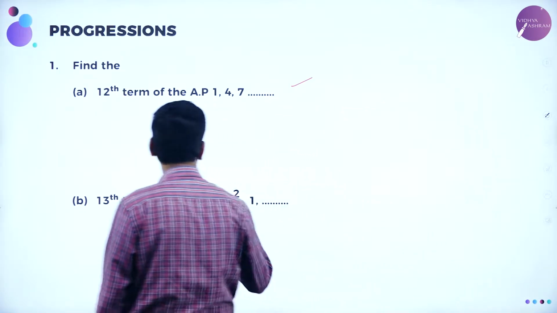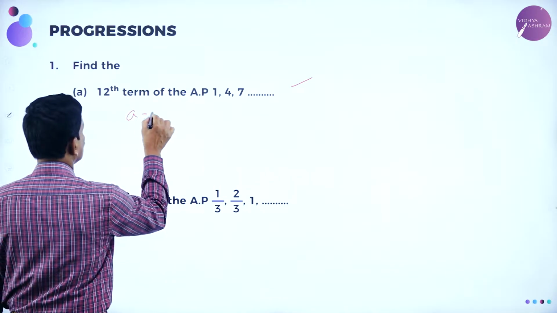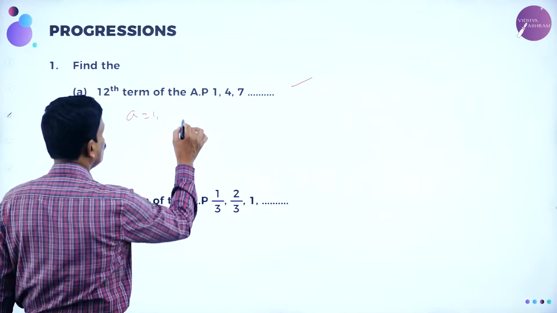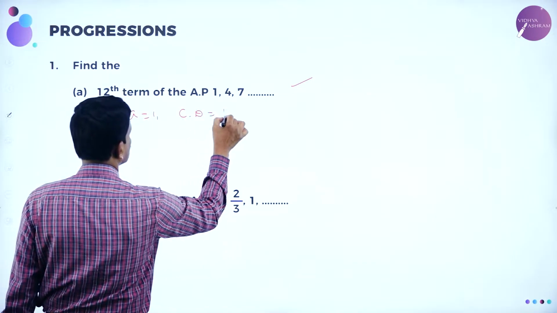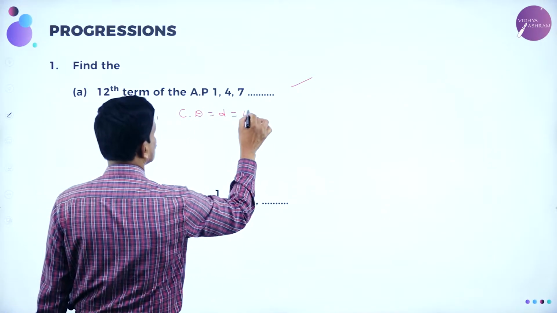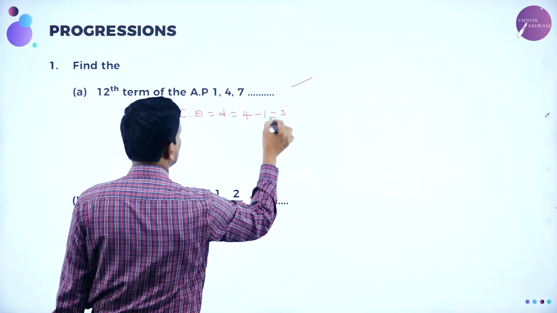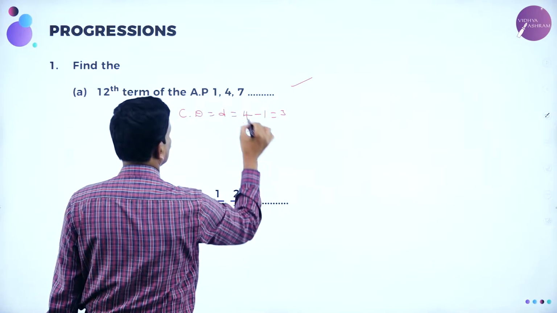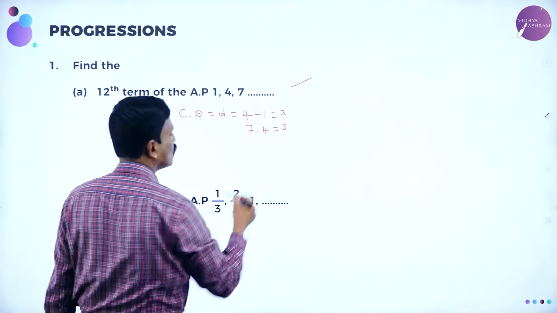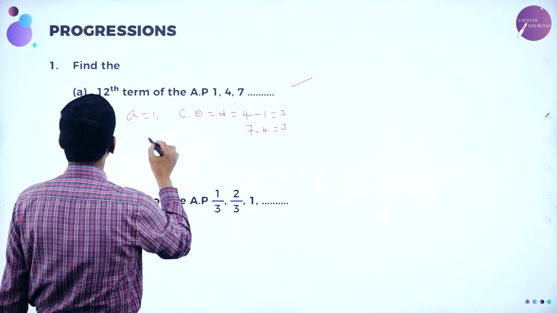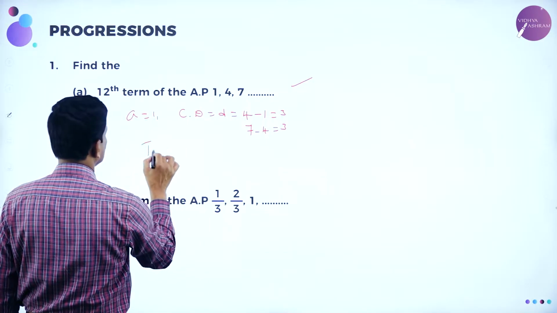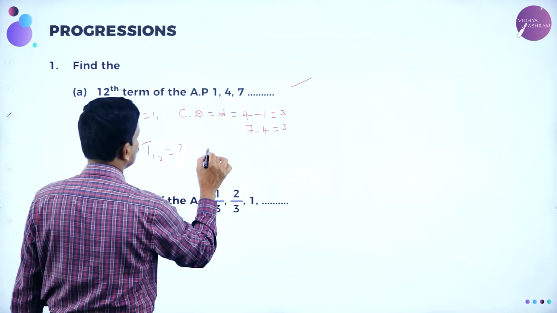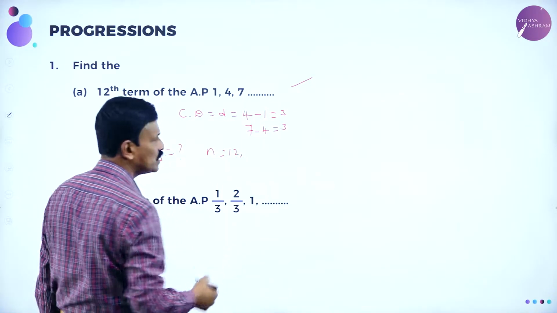Now here A is equal to 1, the first term is 1. How to find the common difference? The common difference D is equal to the second term minus the first term, 4 minus 1 is 3, or similarly 7 minus 4 is also equal to 3. The common difference is the same. And what is required is the 12th term. T12 is to be determined, so n is equal to 12 here.